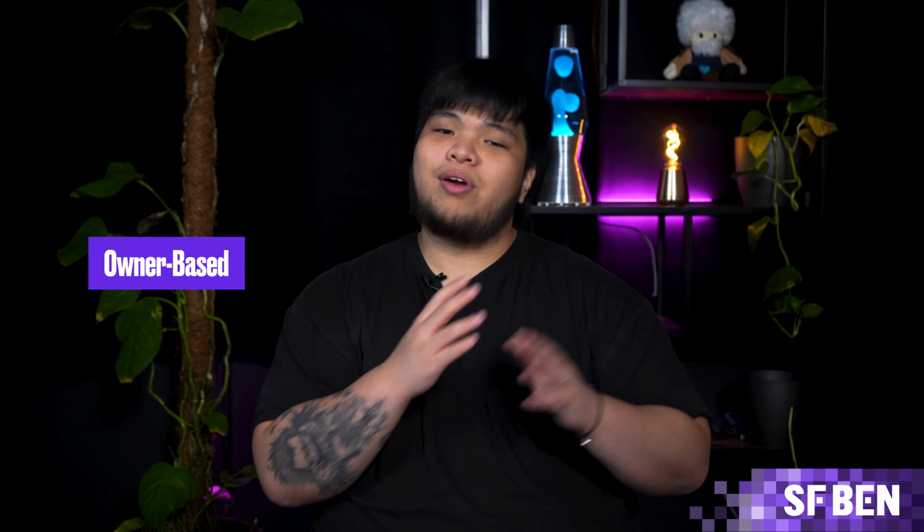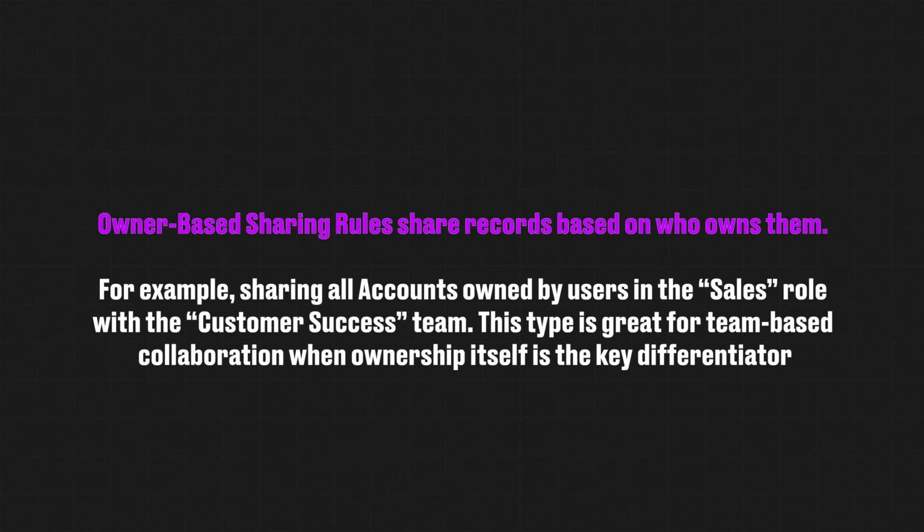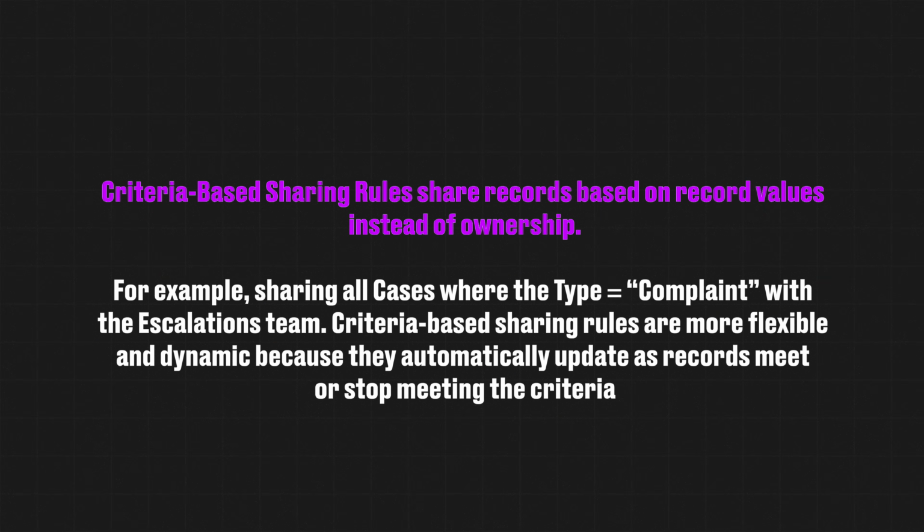Salesforce has two main types of sharing rules: owner-based and criteria-based. Owner-based sharing rules share records based on who owns them. For example, sharing all accounts owned by users in the sales role with the customer success team. This type is great for team-based collaboration when ownership itself is the key differentiator. Criteria-based sharing rules share records based on record values instead of ownership. For example, sharing all cases where the type equals complaint with the escalations team. Criteria-based sharing rules are more flexible and dynamic because they automatically update as records meet or stop meeting the criteria.